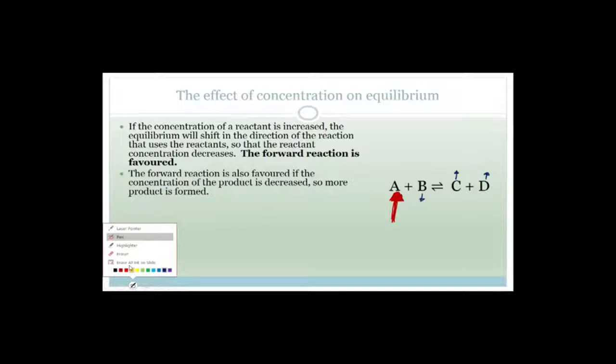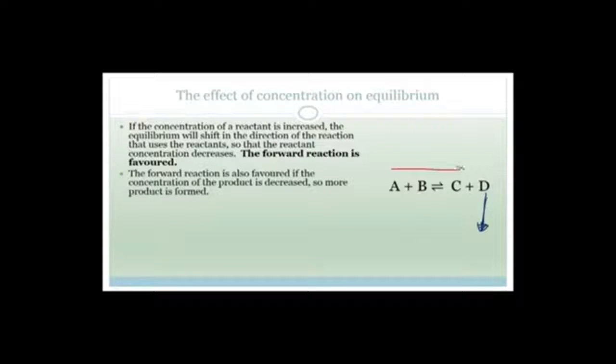Similarly, we've said that the forward reaction is also favored if the concentration of the product is decreased. Let's say these are all gases, and I manage to suck out some of the D. I'm removing some of D, so I decrease this. What's going to happen is that you're going to favor the forward reaction. So A is going to decrease, B is going to decrease, and C is going to increase, because obviously you're making not only D, you're making C as well. So when you use up A and B, we end up with more C. You need to understand that.